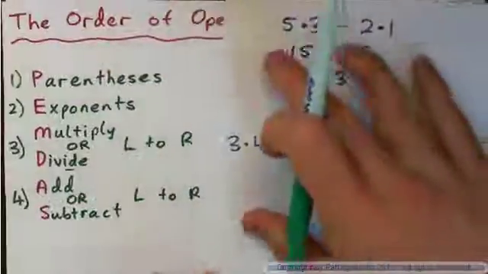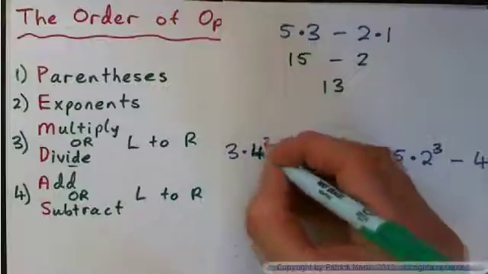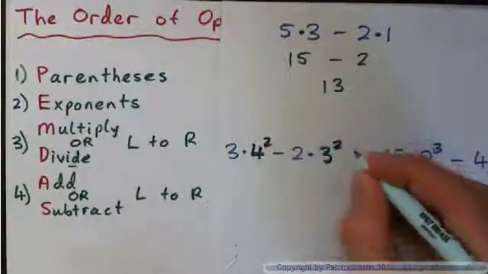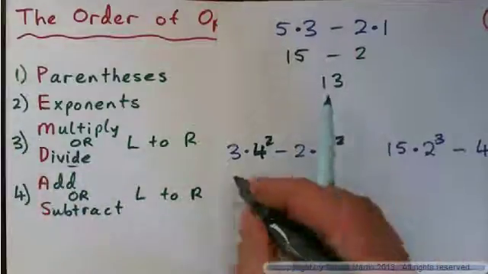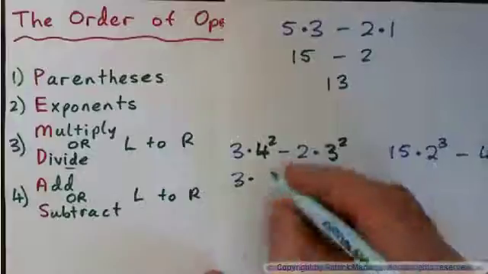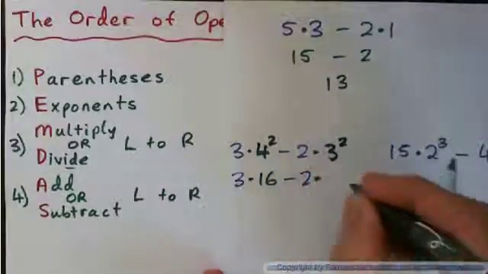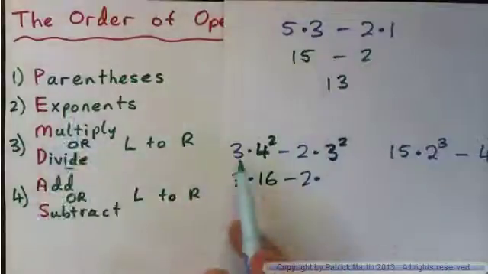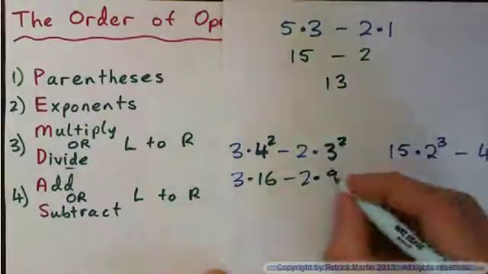Now, what exponents do we have? We have 4 squared and we have 3 squared. So let's do all the exponents from left to right. So we're going to go 3 times, now what's 4 squared? We just got that one, right? That's 16, isn't it? Minus 2 times, and so we're coming along, we're doing all the exponents. 3 squared is what? 3 squared is 9.